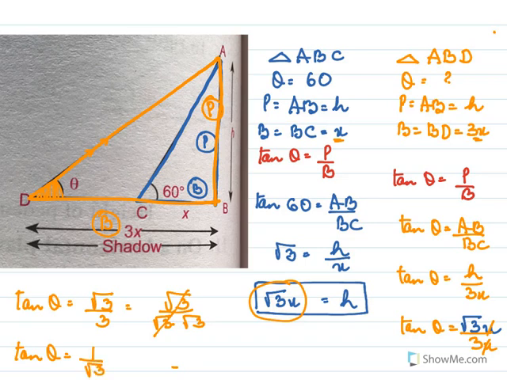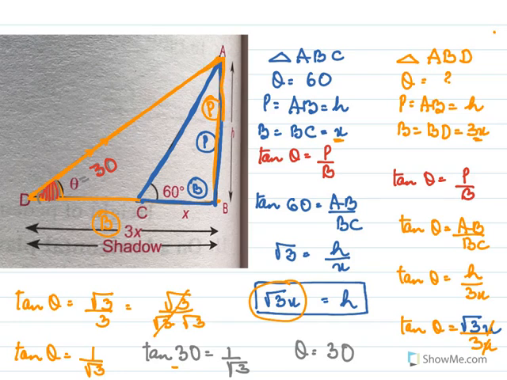If tan theta is 1 by root 3, we also know that tan 30 is 1 by root 3. So I can say theta equals 30. So this angle here is equal to 30 degrees, and that's the answer. In the sum, first we took the blue triangle, and in this blue triangle we found H. And after the blue triangle, we took the yellow triangle, and with the yellow triangle we found theta.